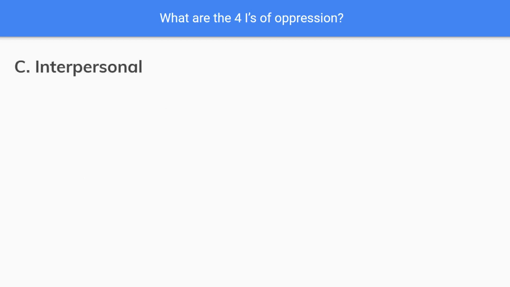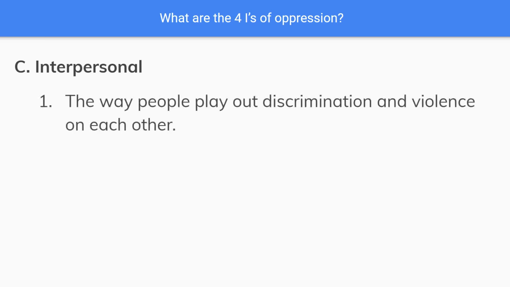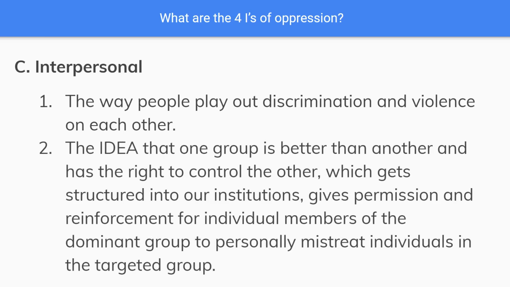Our third one is interpersonal. This is the way people play out discrimination and violence on each other. The idea that one group is better than another and has the right to control the other, which gets structured into our institutions, gives permission and reinforcement for individual members of the dominant group to personally mistreat individuals in that targeted group.